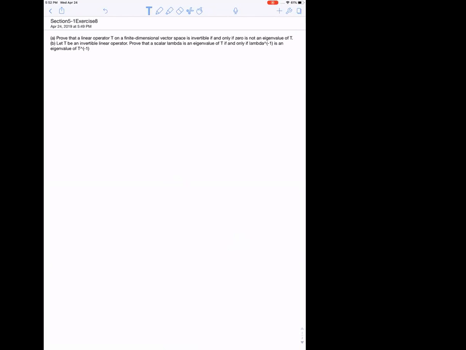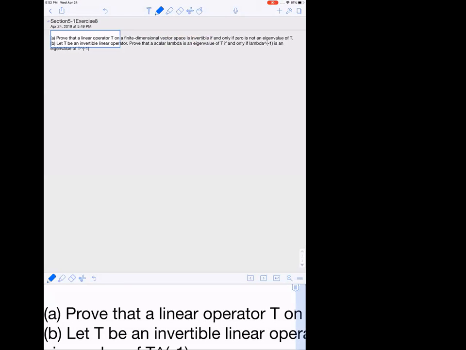Section 5.1, exercise 8. It's got three parts, A, B, and C. I'm just going to prove parts A and B because part C asks to prove the same results for matrices, and the proofs are nearly identical. You just use matrices instead of the linear transformation T. So let's start with the first part, part A.